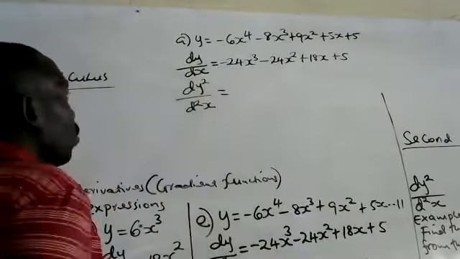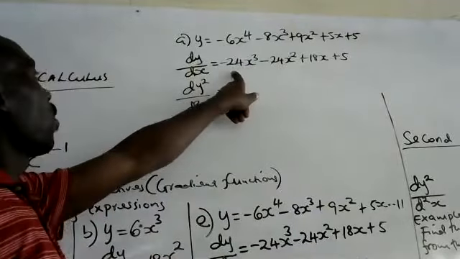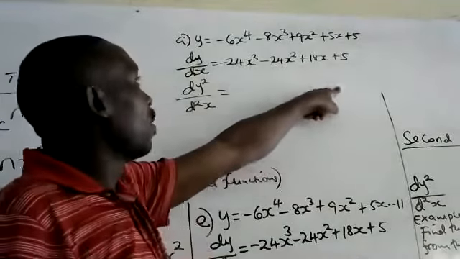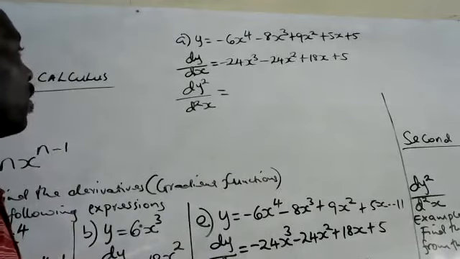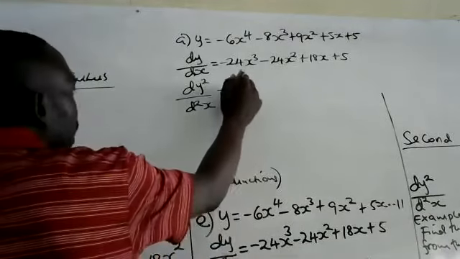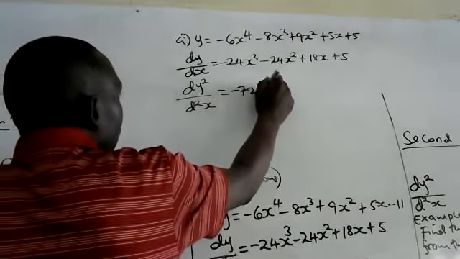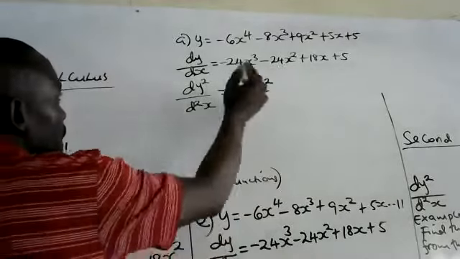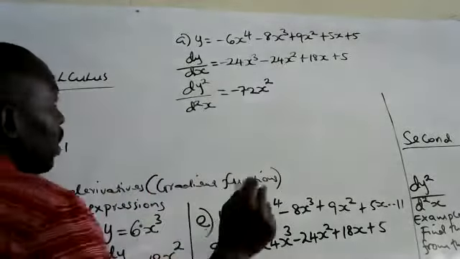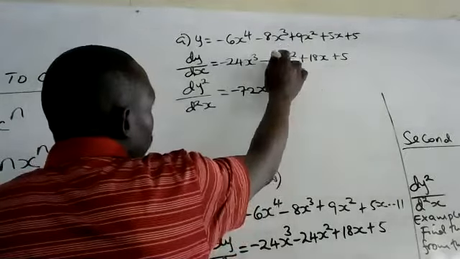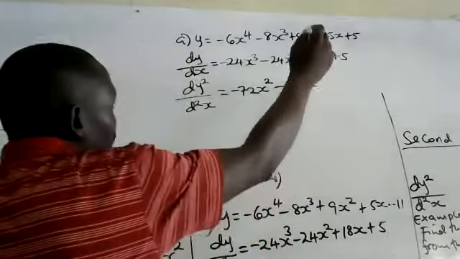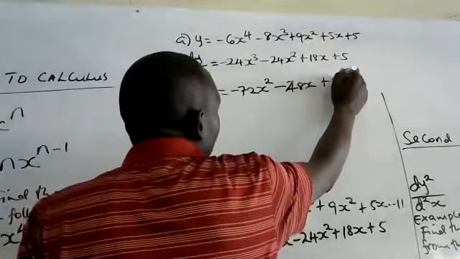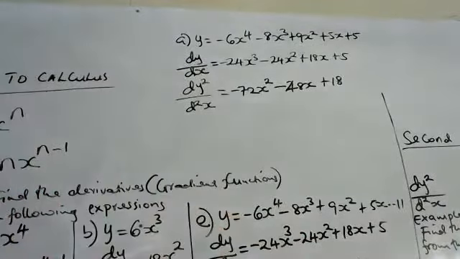It's going to be equal to, you differentiate now the first derivative again. So you get 3 times 24, which is what? 72. Negative 72x squared. The power must reduce by 1 step. Minus 2 times 24 is 48x plus 18. That is your second derivative.